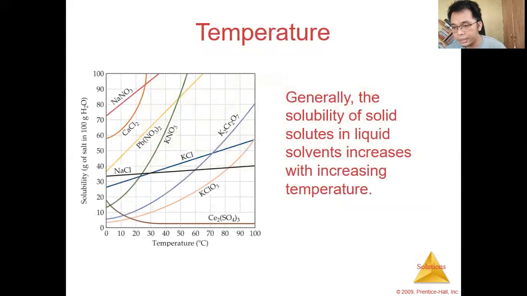Next naman tayo, siyempre, temperature. As we all know, this one here is for the solid solutes in liquid. And as you can see here, as the temperature increases, their solubility also increases. Ayan. And syempre, depende rin sa property nung solid. As you can see here, our cesium sulfate here, bumababa yung solubility niya when the temperature increases here.